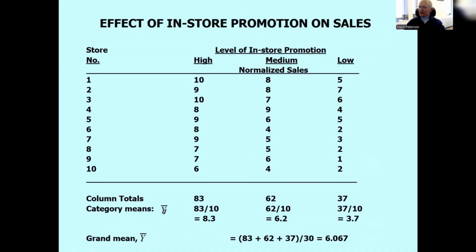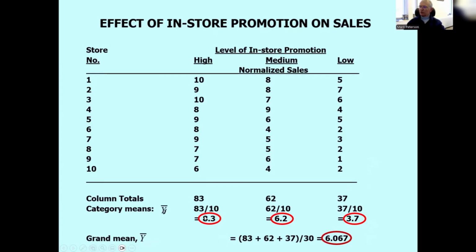So here are the relative ratings for in-store promotions. We have the high in-store promotion group. We have 10 stores in this group, and they range from 10, 9, 10, and 8. That has an overall subgroup mean of 8.3. Then our medium in-store promotion group has a mean value of 6.2 for sales. And for our low in-store promotion group, we have 10 stores, and that has a value of 3.7. So these are key means for us.